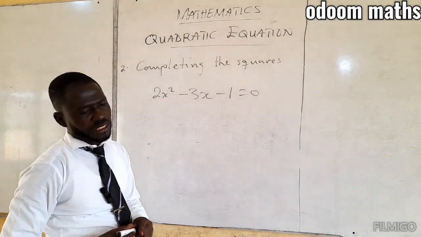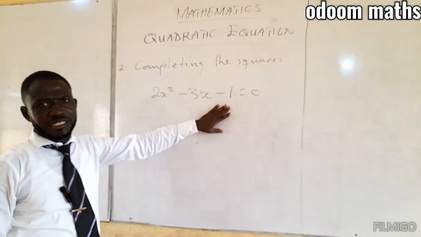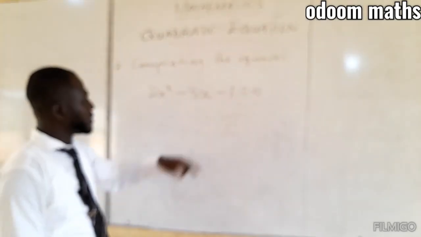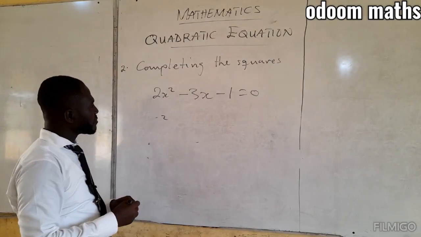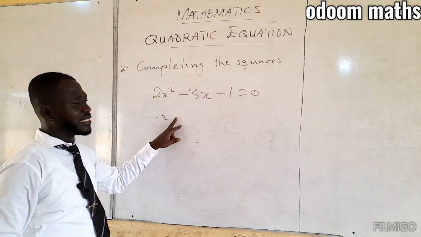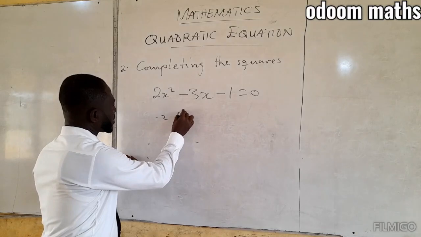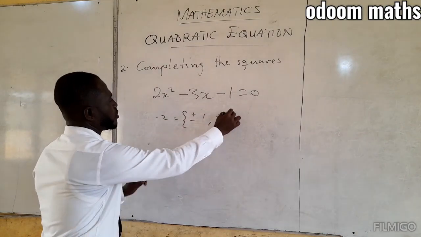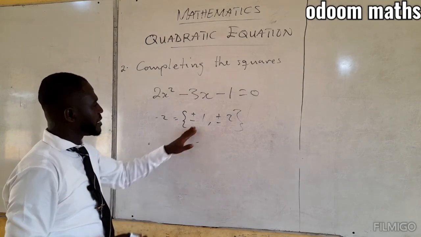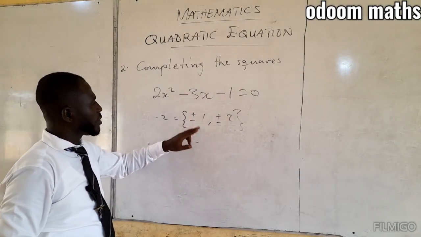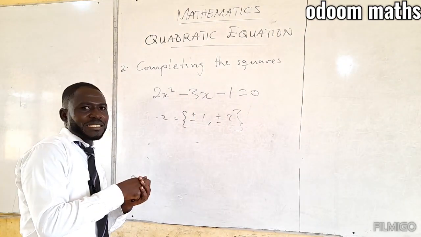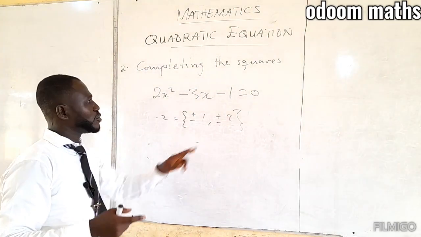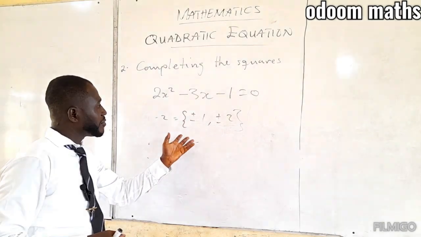Let me ask this question. Can we factorize this? Okay, let's try. So 2 times negative 1 is negative 2. Then the factors of negative 2, so that is plus or minus 1, plus or minus 2. So let's see. From these 4 numbers, we are going to take 2 numbers. When we add or subtract, it will give us negative 3, but when we multiply, we should get negative 1. Would that be possible? Let's ask.